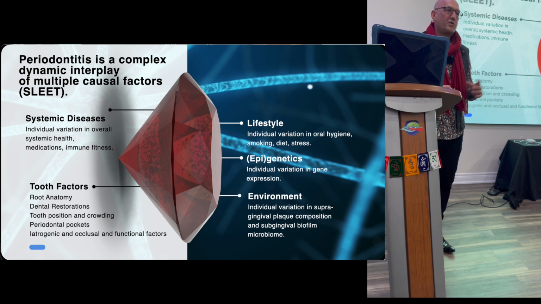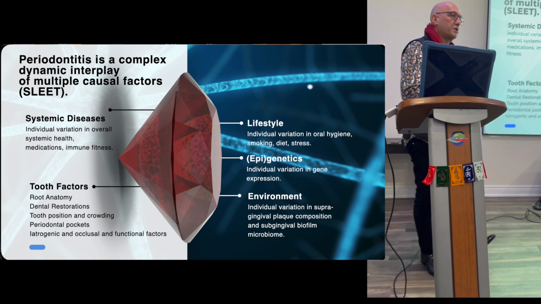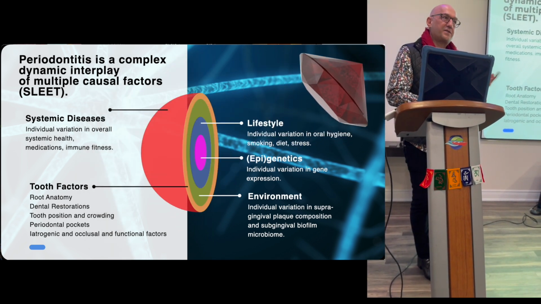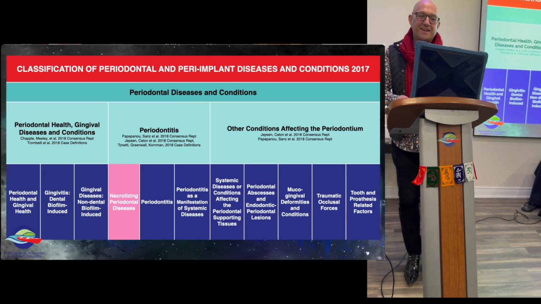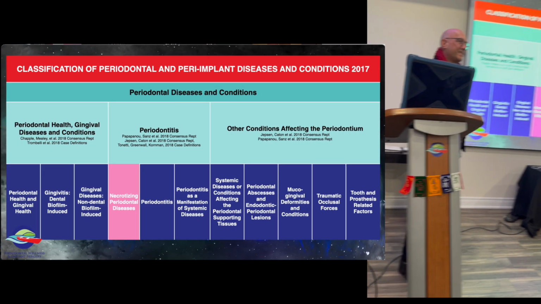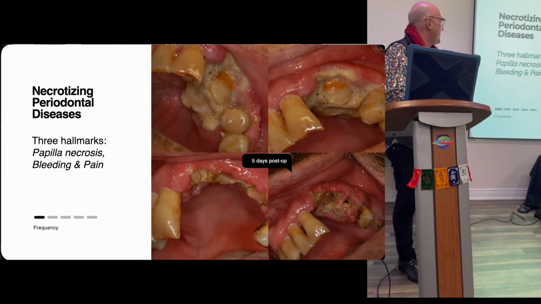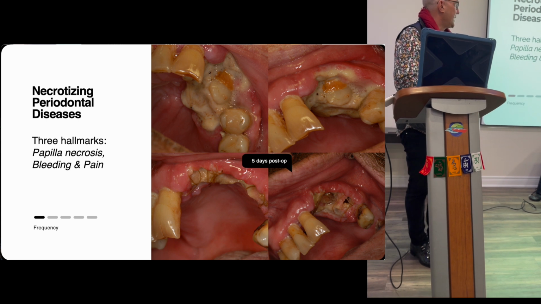So it's never just one of these things, it's always a combination of systemic, lifestyle, epigenetic, environmental, or tooth factors. So if you only remember one thing, it's SLEET tonight. All right, going to necrotizing periodontal diseases. This is like the disgusting part of perio, which you're going to like. So there are 3 hallmarks: papilla necrosis, bleeding, and pain.